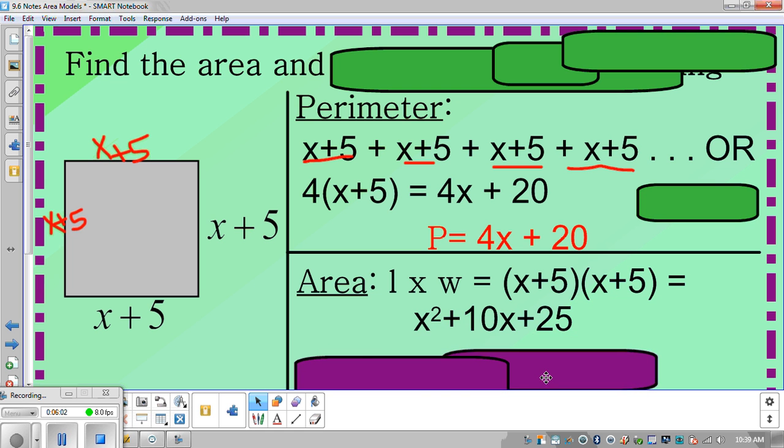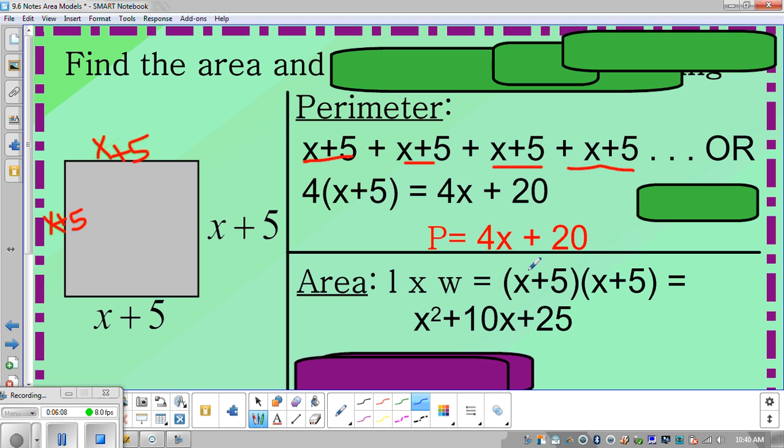Were you able to come up with x squared plus 10x plus 25? That comes from distributing this x times x, which is our x squared. And then we have x plus 5, which is 5x, plus another 5x. That's where my 10x came from. And then 5 times 5 is 25.